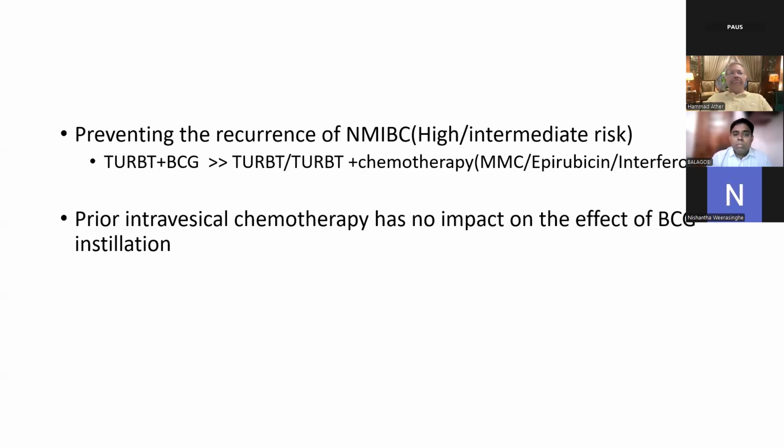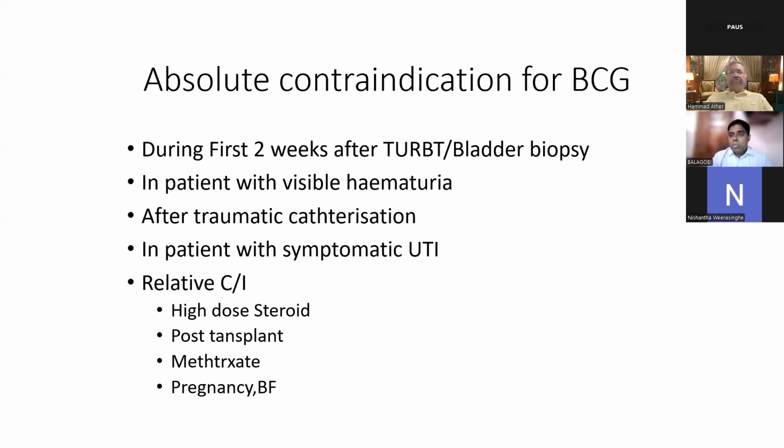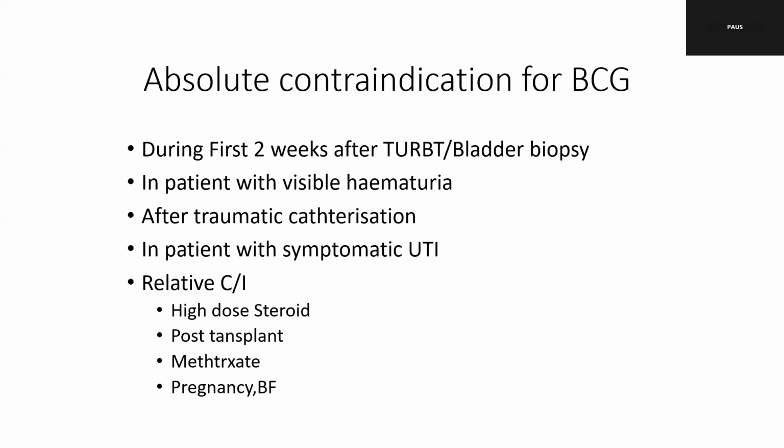intravesical BCG. Absolute contraindications: just think, if there's a wound in the bladder, it can be post-TURBT or traumatic catheterization, it's a contraindication. Or if the patient has a symptomatic UTI. Asymptomatic bacteriuria is not a contraindication. But if the patient has an immune deficiency or immunocompromised state like post-transplant, pregnancy, or methotrexate, then it's a relative contraindication.